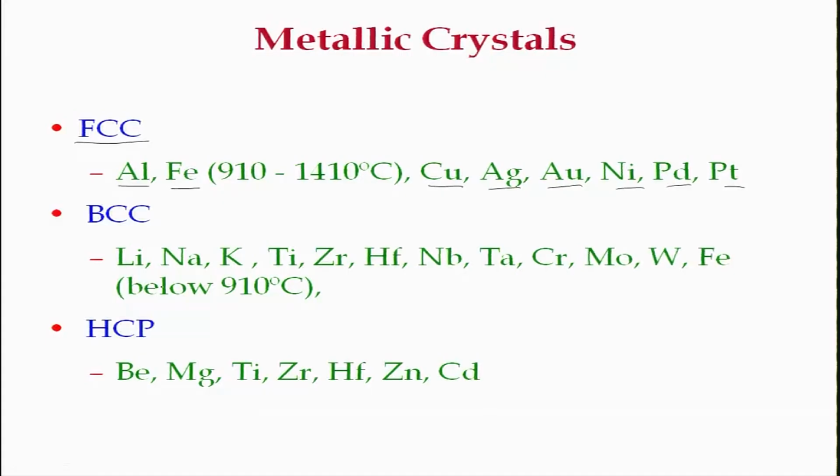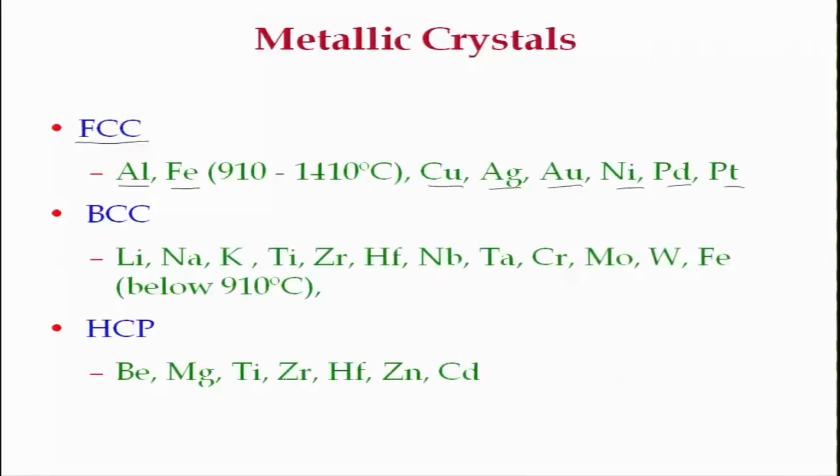We have talked about hexagonal system, hexagonal lattice, but we have not talked about hexagonal close packed. We will see what the hexagonal close packed system is. Metals like beryllium, magnesium, titanium, zirconium, hafnium, zinc, cadmium, they all are hexagonal close packed structured materials.